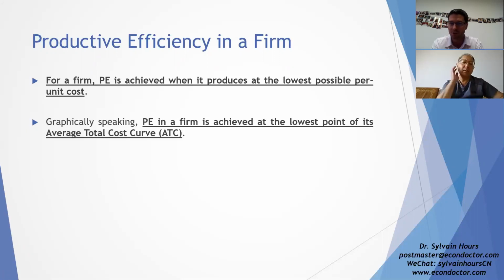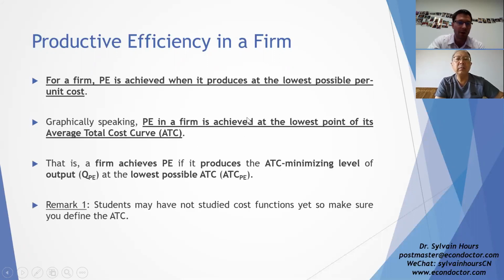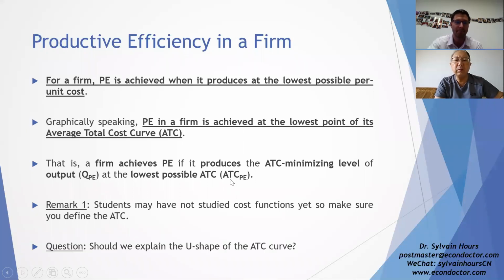So that's the definition. How do we represent it graphically? PE is achieved when we are at the lowest point of the ATC curve. So make sure that you explain that the ATC is the same as the per unit cost. It's absolutely the same. Not much to say. So that's what I wrote. Students may not have studied cost functions yet, so make sure you define the ATC. How about the shape of the ATC?